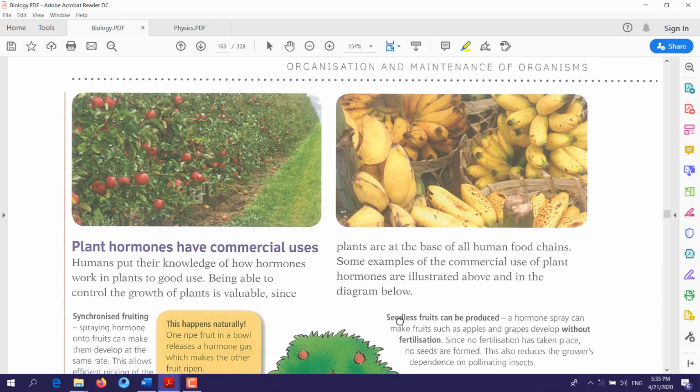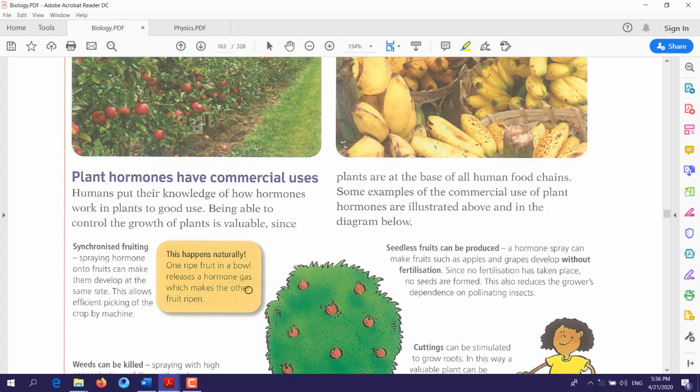Plant hormones have commercial uses. As you know, plants are the base of all human food chains. Our food chain starts with producers, for example plants. So humans started focusing on how to increase the crop, how to increase the amount of food or fruit. So the scientists came up with some ideas.